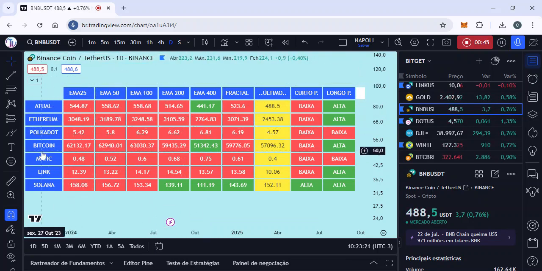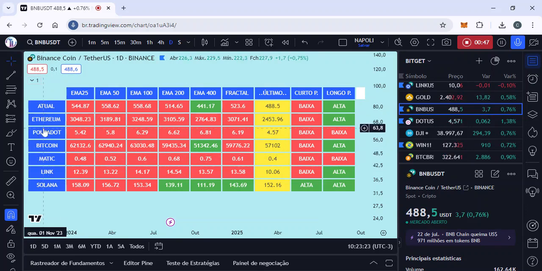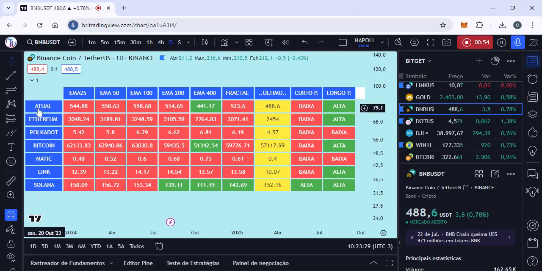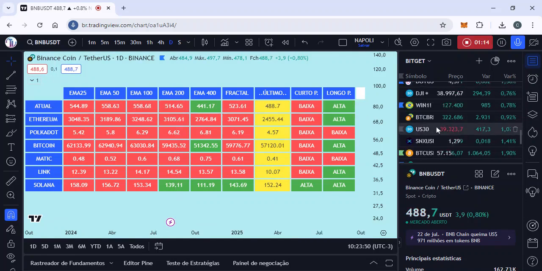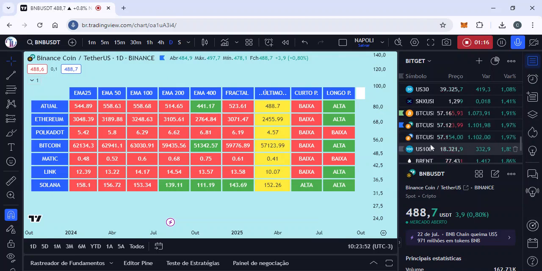Here I've already marked some assets like Ethereum, Polkadot, Bitcoin, Matic, Link, and Solana. In fact, this first row here, labeled current, represents the specific chart that's currently displayed, and in this case, it is the BNB chart. When I put BNB on the screen, the first line, which is the current one, shows the BNB price information specifically. If I wanted to see another asset, I could easily select it here within the system's interface.